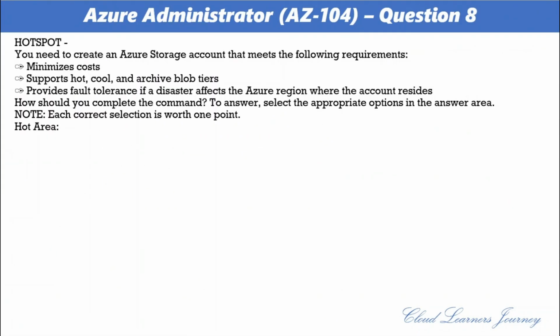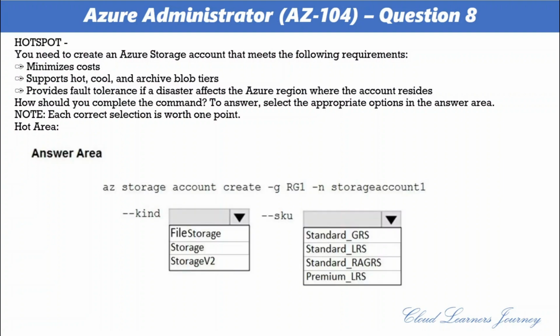Next, question number 8. You need to create an Azure storage account that meets the following requirements: minimizes costs, supports hot, cool, and archive blob tiers, and provides fault tolerance if a disaster affects the Azure region where the account resides. How should you complete the command? To answer, select the appropriate options in the answer area. In the answer area, the option is StorageV2.